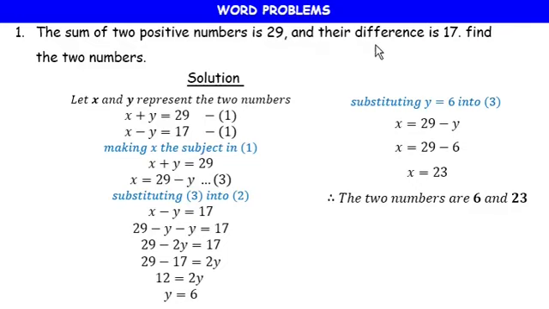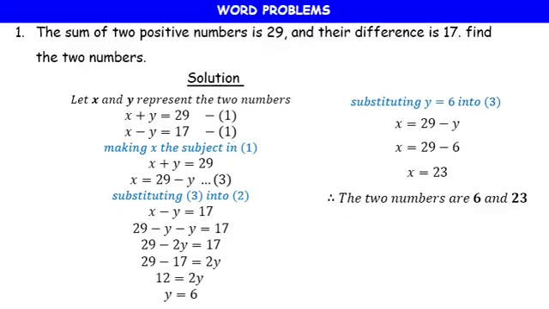And then it says and their difference is 17. Now difference in mathematics means subtraction. So if I say the difference between 9 and 3 is 6, it means 9 minus 3 is equal to 6. So if it says their difference is 17, it means that the difference between the two numbers gives us 17. So the two numbers here are x and y, so it means x minus y is equal to 17, and that gives us equation 2.